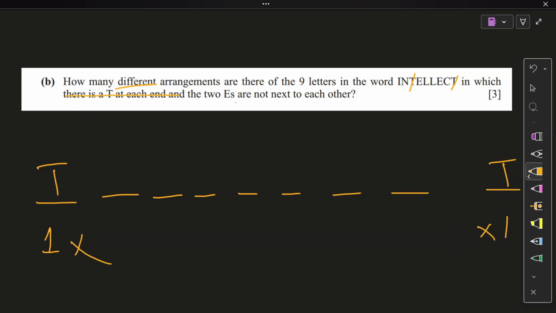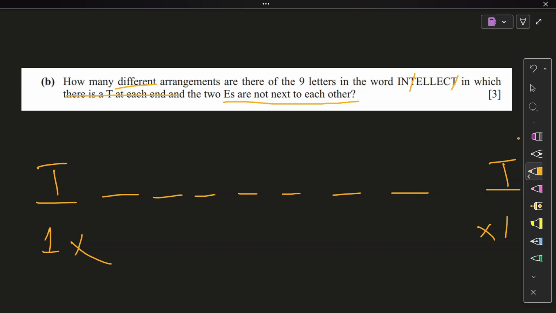Now the two E's are not next to each other. Identify the keyword. If it said not all, we would have done the other method. But here it says the two E's that we have are not next to each other. That means that we need to employ the universal separation technique. How do we do that? What do we need to separate? The E's. So let's just forget about the E's.